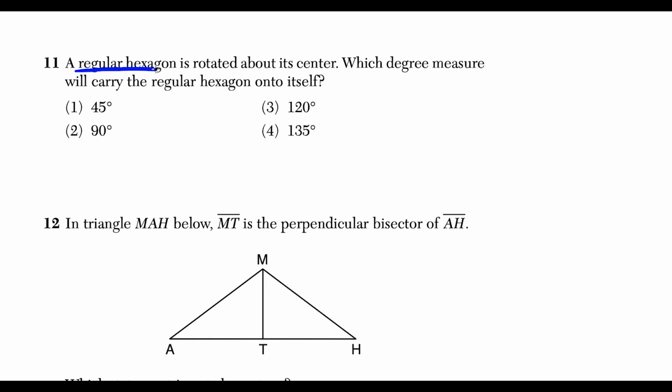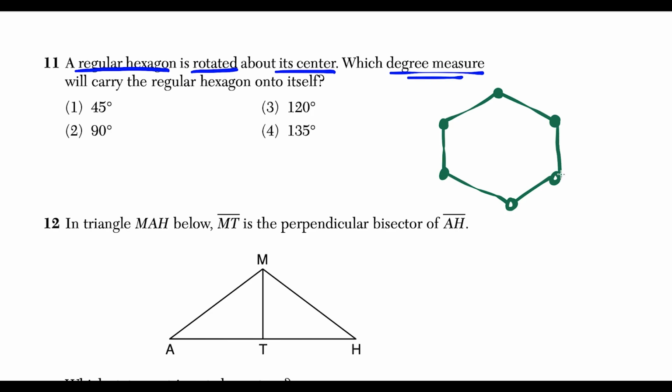Question 11, we have a regular hexagon. It's being rotated about its center, and we want to know which degree measure will carry the regular hexagon onto itself. So let's draw out a regular hexagon, which is a hexagon where all the sides and angles are the same. So this is not necessarily drawn to scale, but this is my best attempt at a regular hexagon. So once again, all 6 sides of this thing are the same, and all of these angles are the same as well. But we're spinning this thing about its center. So what I like to visualize for these questions is these lines that I'm drawing from the center to all the points of the regular polygon. In this case, we have a hexagon.